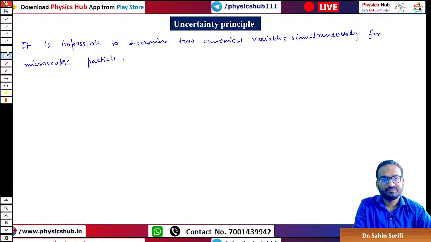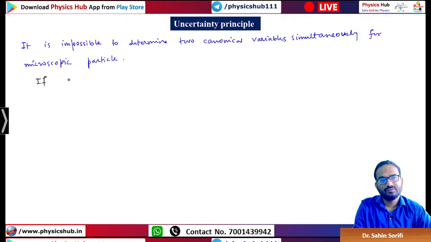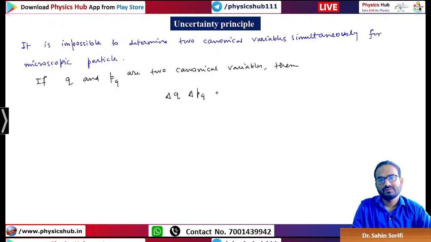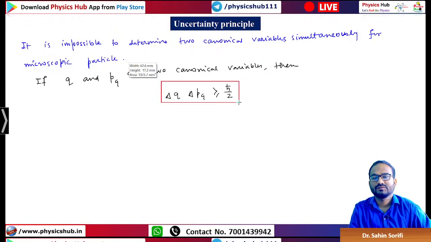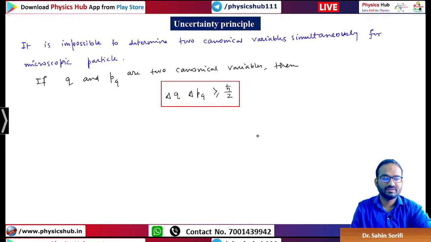Let's say q is a position coordinate, and the corresponding momentum p of q are two canonical variables. Then we can write that delta q, delta p of q is greater than or equal to h cut by 2. Now you can take q as something, then correspondingly p of q will be decided.